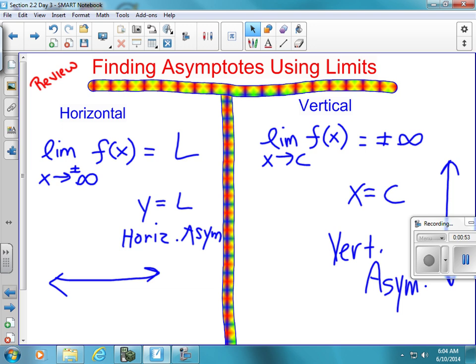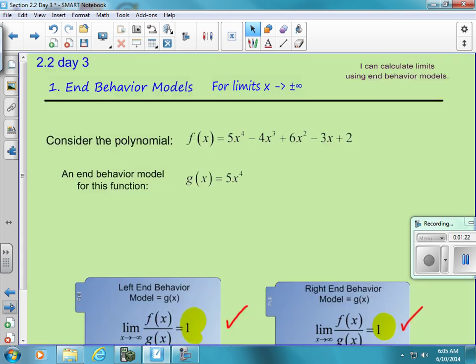We have a horizontal asymptote over here on this side. When the limit goes to plus or minus infinity, if it equals some number L, then y equals L is a horizontal asymptote. We're going to see that today. A vertical asymptote, remember, as x goes towards some number, if the limit is equal to plus or minus infinity, then you have a vertical asymptote at x equals that number it's going to. All right, so let's take a look at our lesson today.